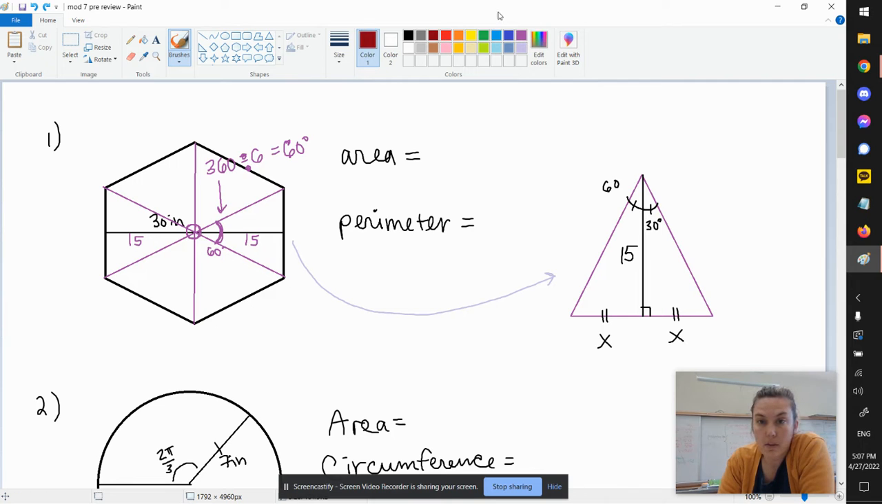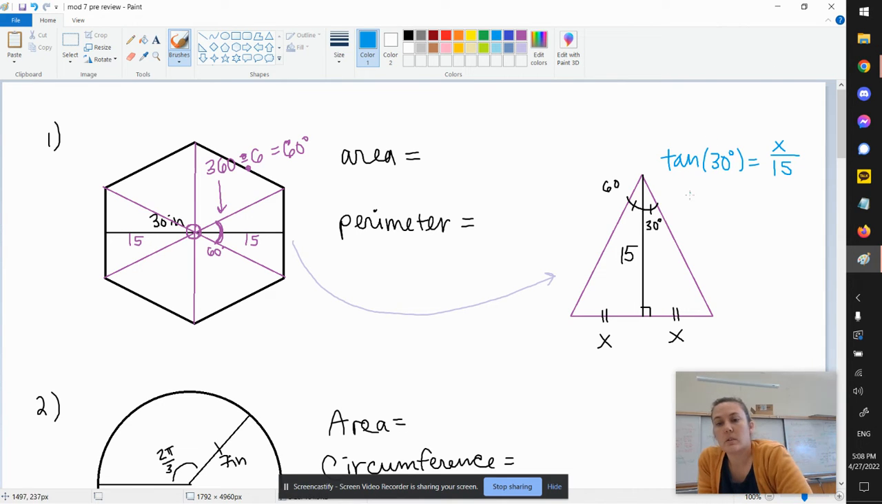Okay, in order to get the base here, let's do blue, it's pretty. In order to get x here, we're going to use the tangent of 30 to get x over 15. The tangent is always the opposite side over the adjacent side to this angle. X is our opposite side to 30, and 15 is our adjacent side to 30. We can set up this tangent equation.